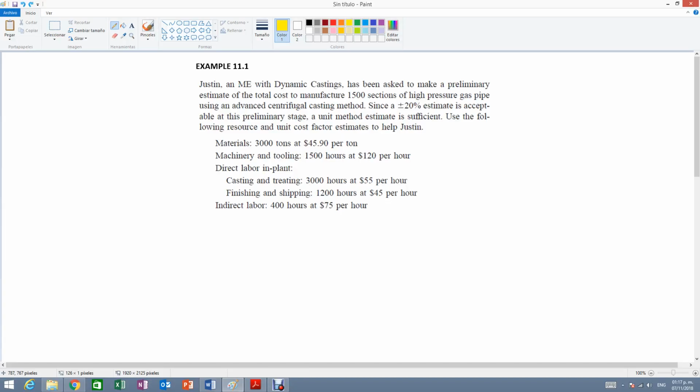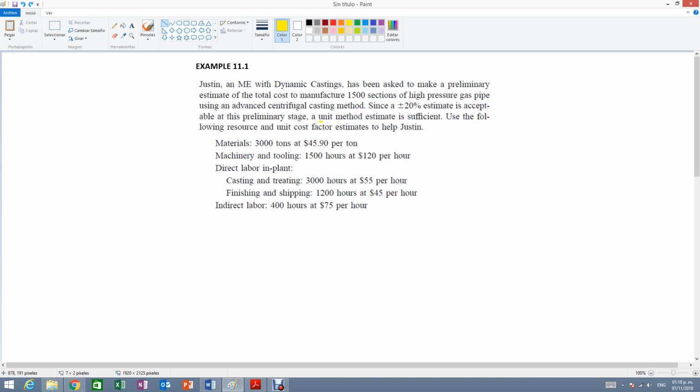Example 11.1. Justin, a mechanical engineer with Dynamic Castings, has been asked to make a preliminary estimate of the total cost to manufacture 1,500 sections of high-pressure gas pipe using an advanced centrifugal casting method. Since a plus-minus 20% estimate is acceptable at this preliminary stage, a unit method estimate is sufficient. Use the following resource and unit cost factor estimates to help Justin.